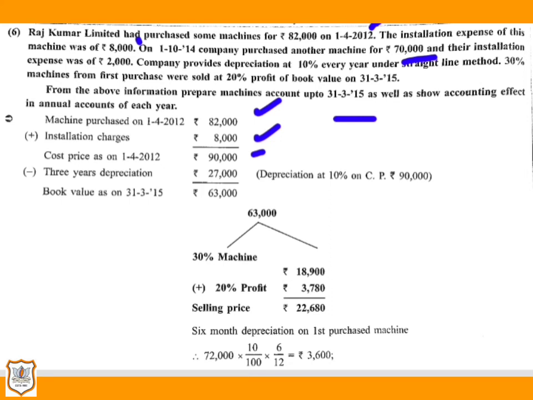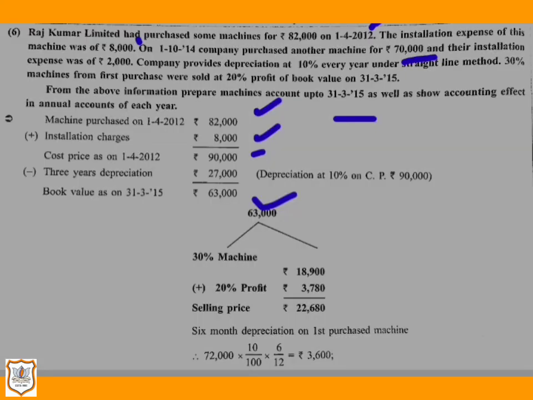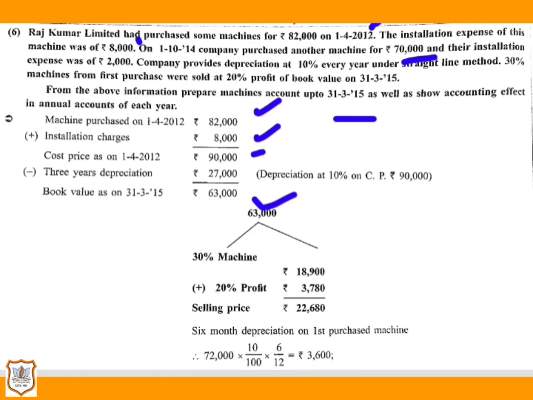Now, if we deduct depreciation of 3 years, here we will get 63,000. That is the book value as on 31st March 2015. Here you can notice that this machine was purchased on 1st April 2012, and we need to find out the book value as on 31st March 2015, as it is given in the question that this machine was sold at 20% profit on book value on 31st March 2015. And as this is the straight line method and we have utilized this machine for the full 3 years, we have directly deducted the total depreciation of 3 years, that is rupees 27,000, from cost price in order to find out the book value as on 31st March 2015.